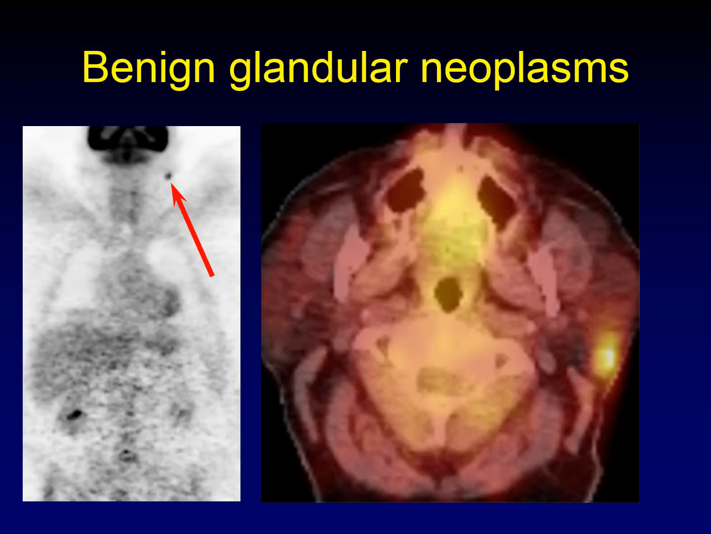There are other tumors that we might encounter besides the one that we are looking for as we search for recurrences. Benign glandular neoplasms are famous for having abnormal FDG avidity. Warthin's tumor in particular, oncocytomas as well. These can be very confusing in a head and neck cancer patient where this might be a reasonable spread of lymphatic disease. But this is just a Warthin's tumor, benign.